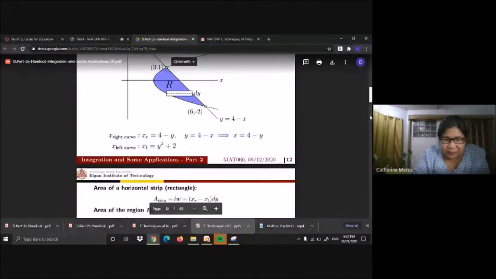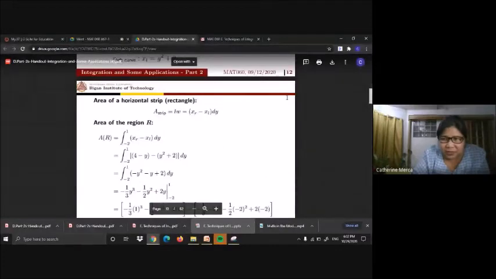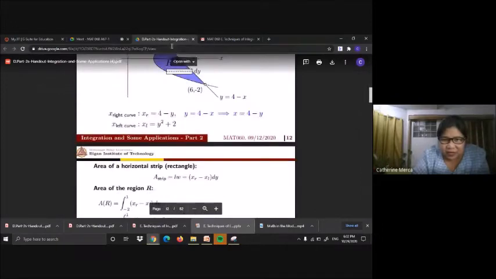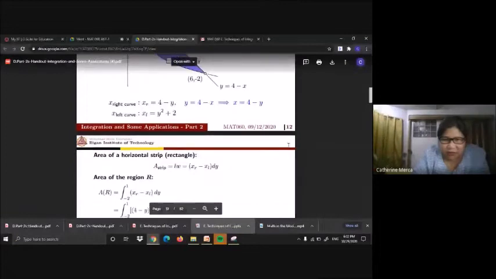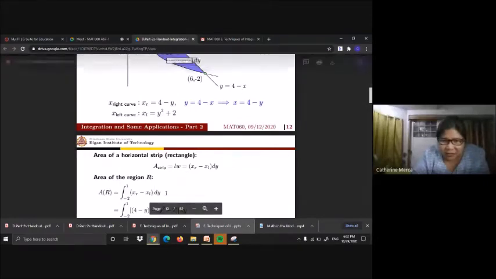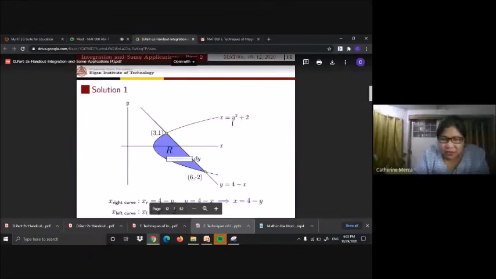Negative 2 to 1. And the value for the function would be x sub r minus x sub l. So x sub r is equal to, you have y equals 4 minus x, right? So its value is 4 minus y, because you have to rewrite this function in terms of y, since dy is what we use. So you have there 4 minus y, and you have your y squared plus 2, because if you take a look, you have this y squared plus 2.